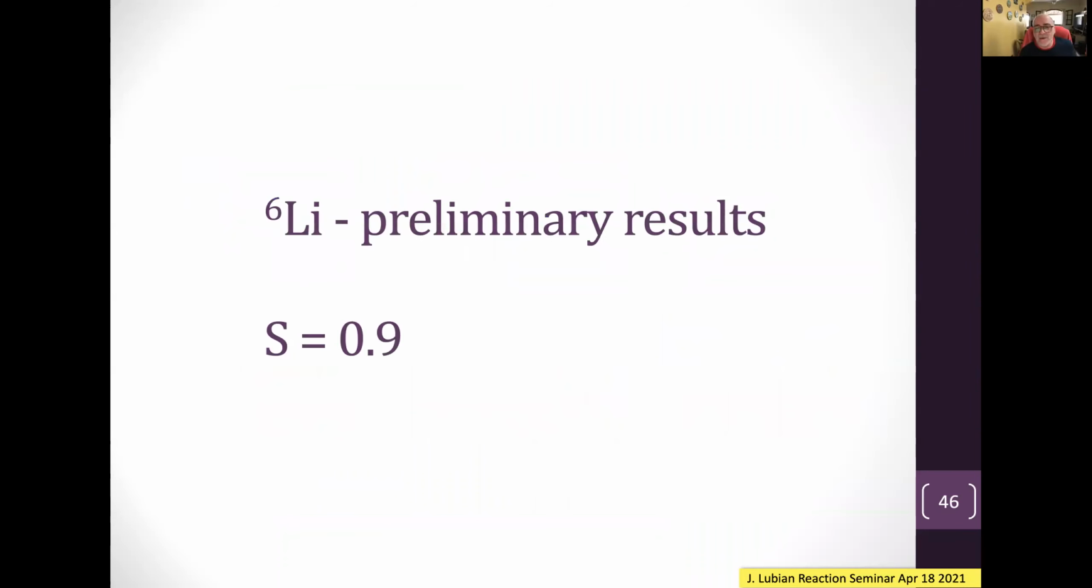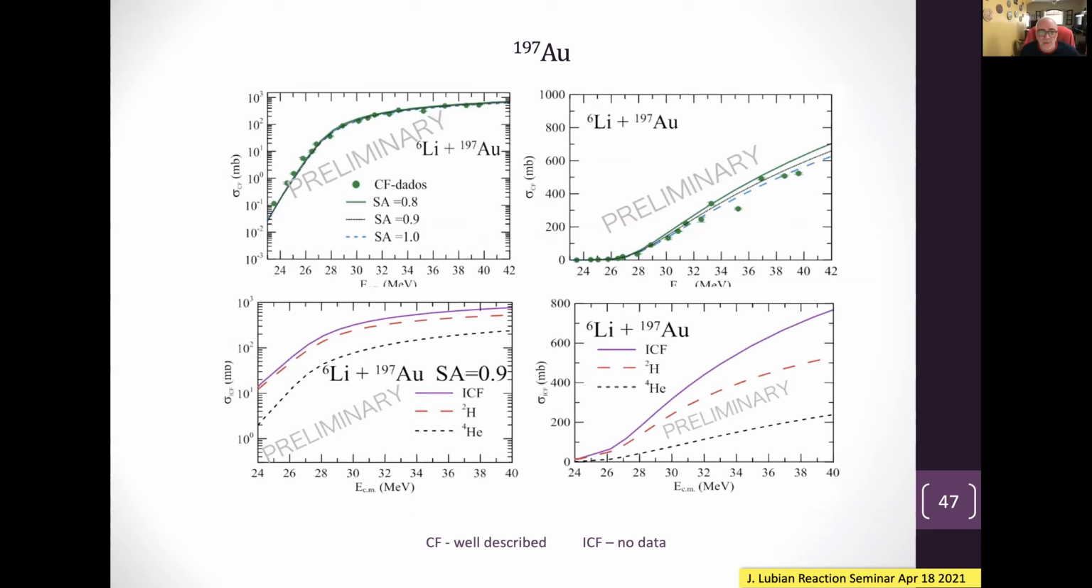Some preliminary results for lithium-7. In this case, the binding energy of lithium-6 is lower, so it is expected that the cluster structure of lithium-6 might be more relevant, so we use 0.9. These results are not published. So these are the results for the complete fusion in the upper figures, in logarithmic and linear scales. If we use 0.9, we see that the agreement is quite good. These are the incomplete fusion, but there is no data in this case, so nothing to say.